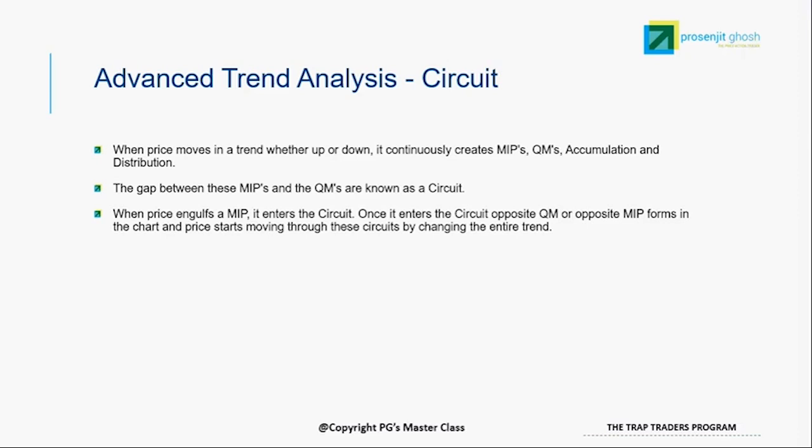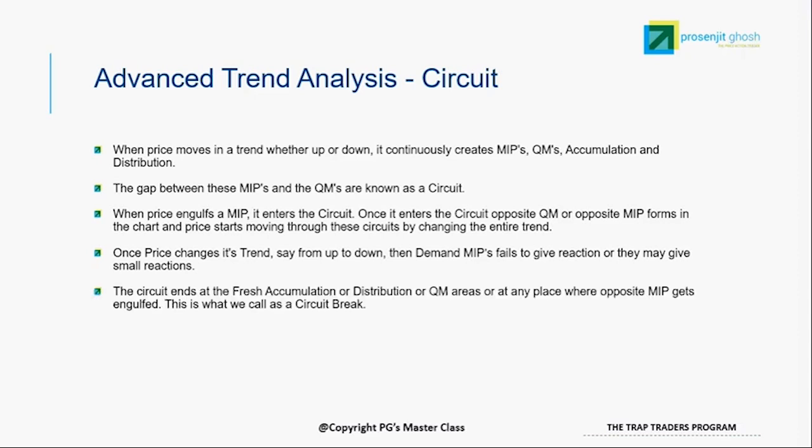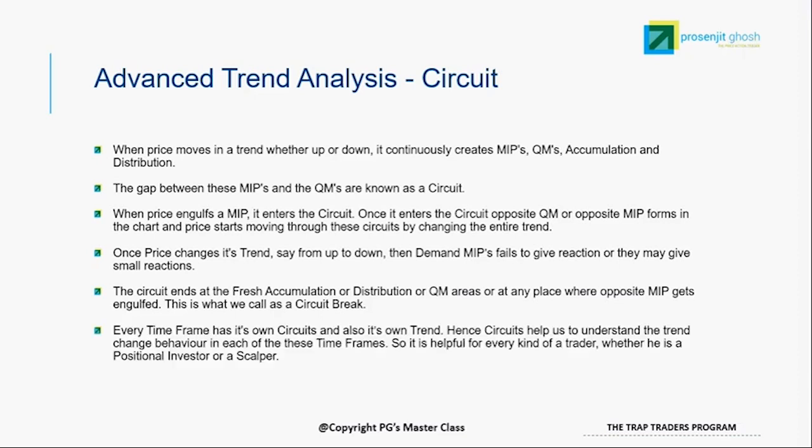Once it enters the circuit, an opposite QM or opposite MIP forms in the chart, and price starts moving through these circuits, changing the entire trend. Once price changes its trend, say from up to down, then demand MIPs fail to give reactions, or they may give small reactions. The circuit ends at the fresh accumulation or distribution or QM areas, or at any place where an opposite MIP gets engulfed. This is what we call a circuit break.